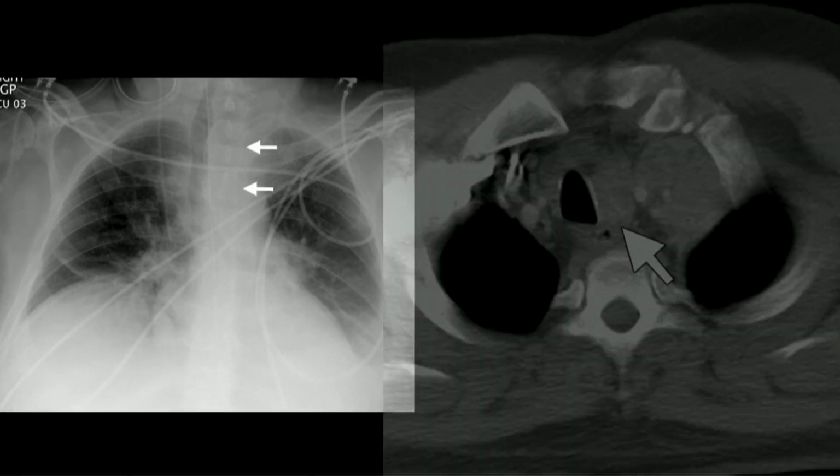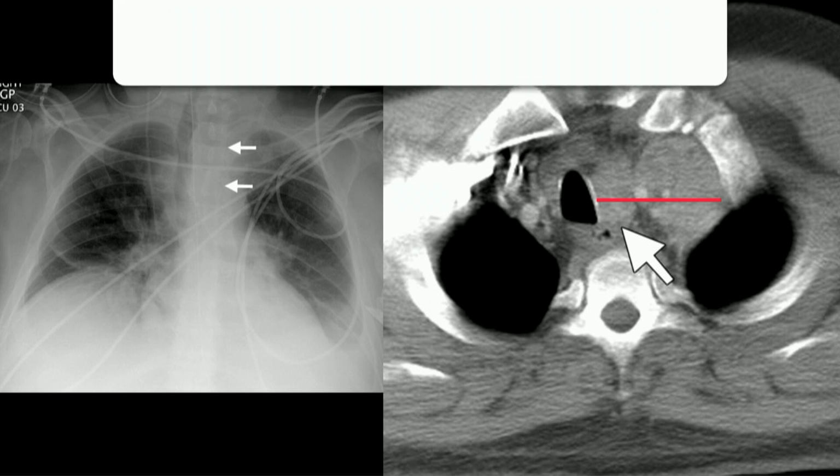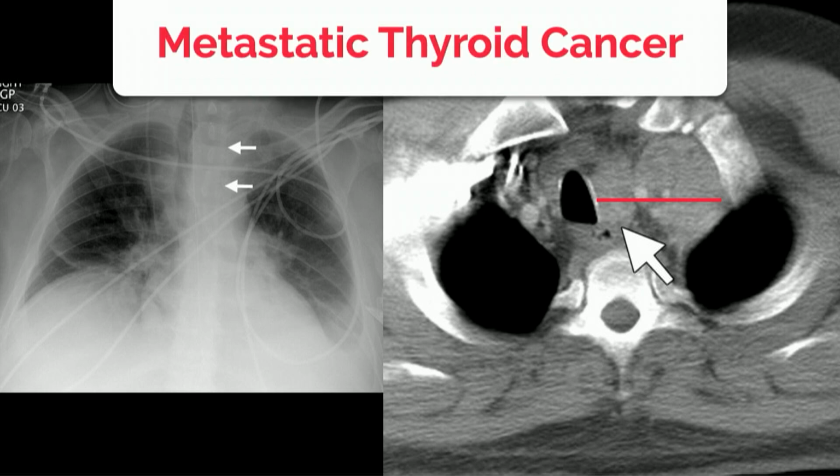And what does it look like on CT? Well, here, not only is there some thickening around the trachea itself, but there's also a discrete soft tissue mass. And this turned out to be a case of metastatic thyroid cancer. So it was locally or regionally metastatic, but this was due to metastatic thyroid cancer tracking along the left paratracheal region.